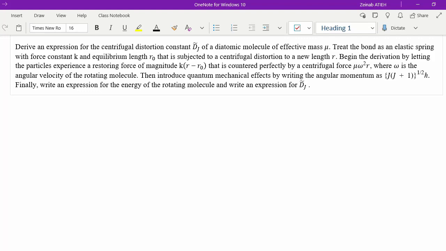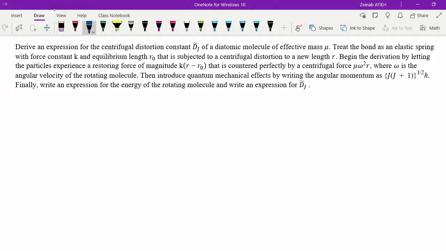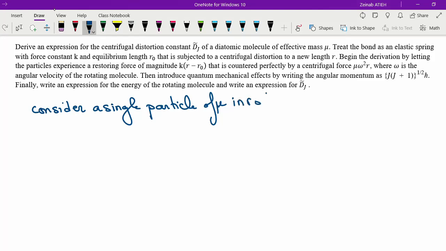Let us consider, for simplicity, a single particle in rotation about a fixed point with an angular velocity omega. Assume that when there is no rotation, the particle is at a distance r0 from the fixed point, and that this length increases to a value r when the particle rotates. So just let me write that we are going to consider a single particle of effective mass mu in rotation.